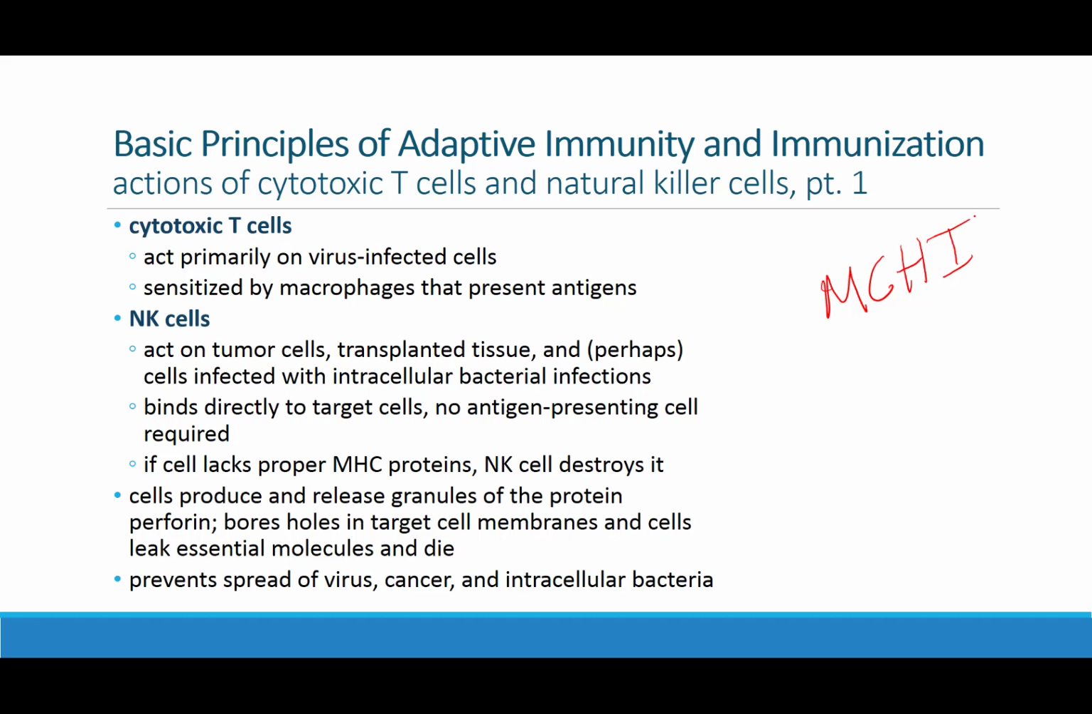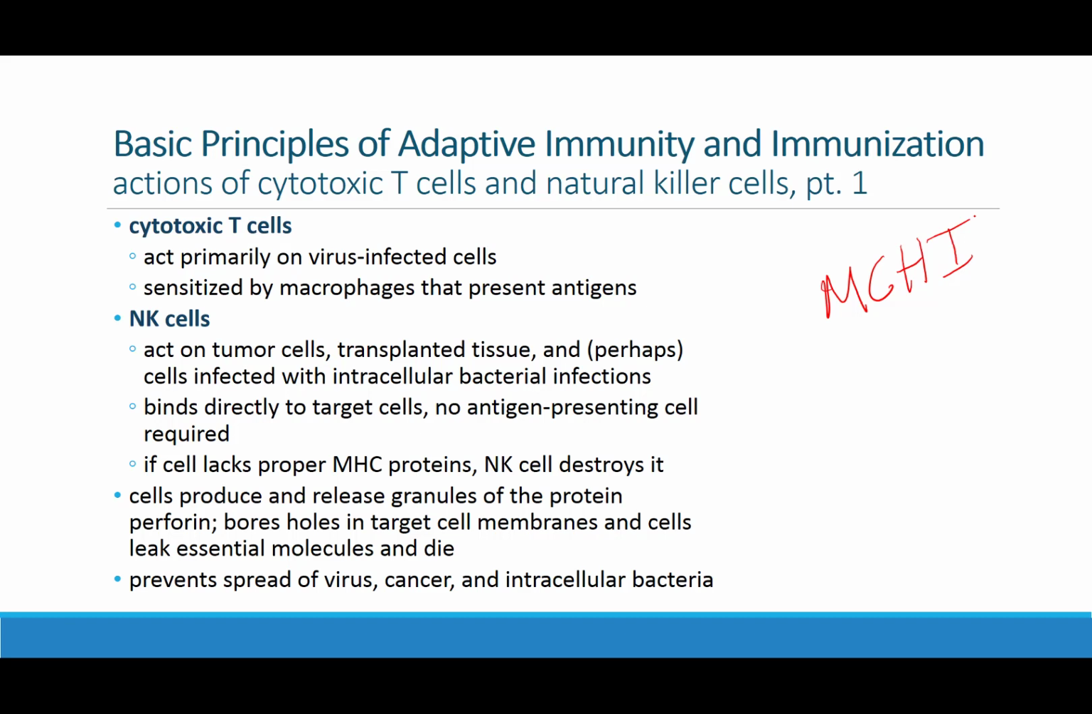Natural killer cells, though, are sensitized in a different way. They act against tumor cells, transplanted tissues, and may act against bacteria-infected cells. They get sensitized by binding directly to a target cell. They don't require the antigen-presenting cell to do its thing. And if that cell doesn't have the proper major histocompatibility complex proteins, then the natural killer cell will destroy it.